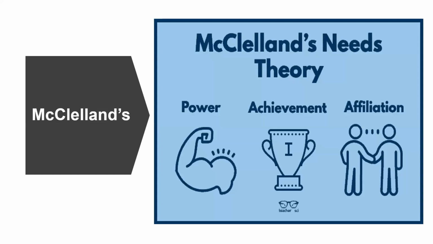All right, let's wrap it up there and call it a day for today. The last theory we'll be looking at today is called McClelland's needs theory. What did McClelland say? He said that people are motivated by three things. And if you look at this, you won't see money. Money is only a tool.